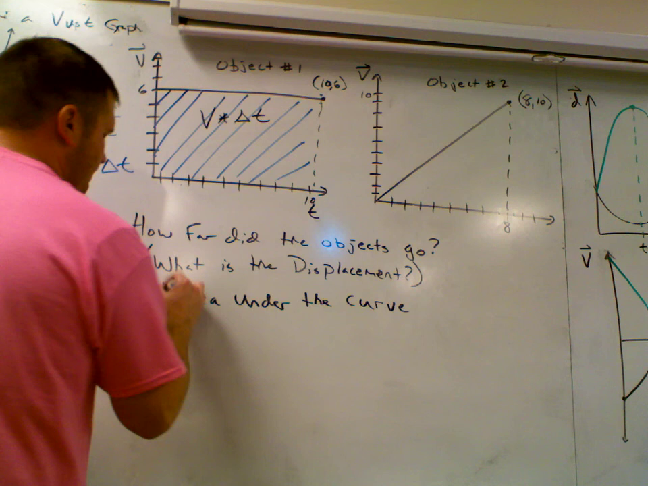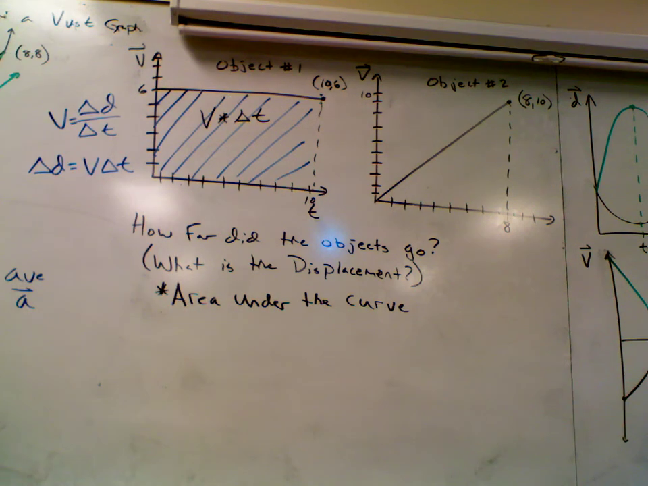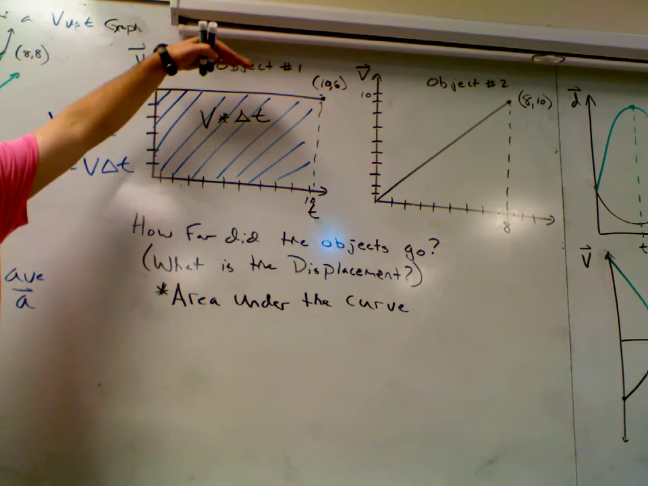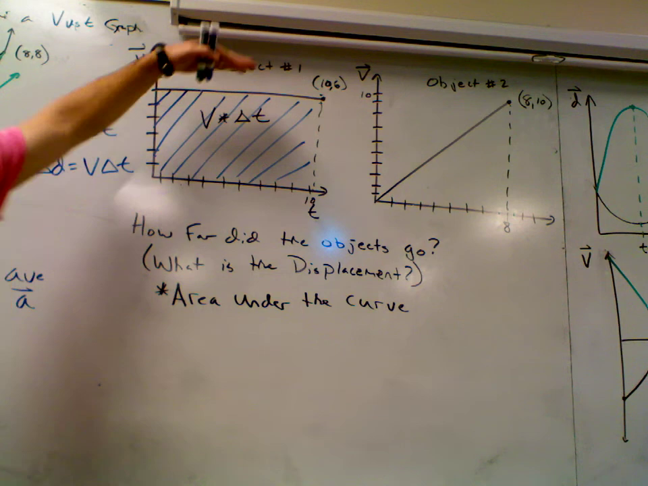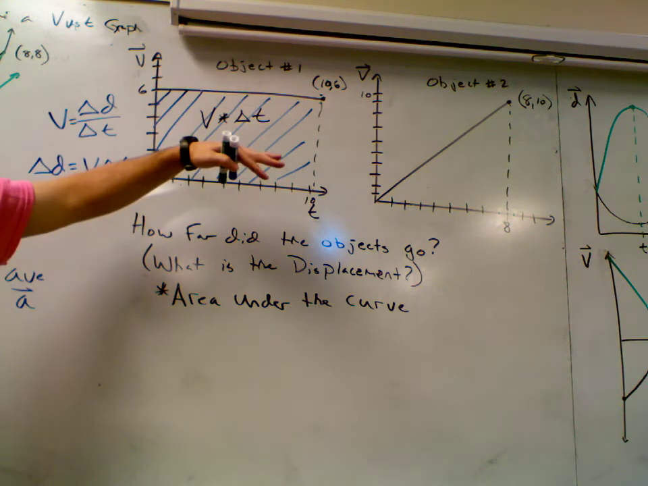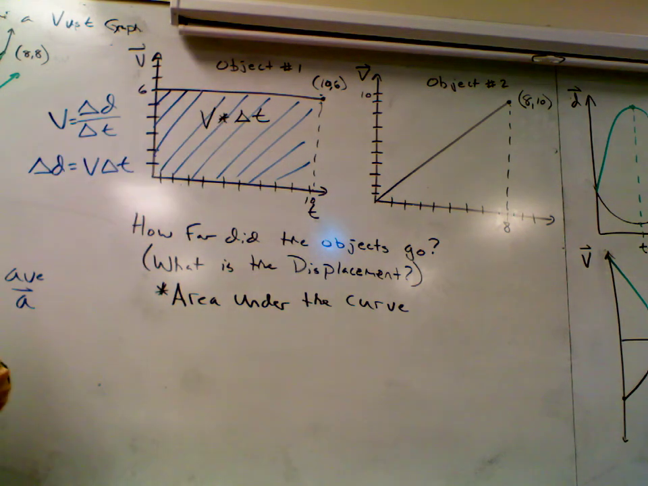That sounds shady. Well, the curve is any line. Any function is just called a curve. It's a general name. So here's the curve, and it's just a straight line. The area under that curve is my displacement.